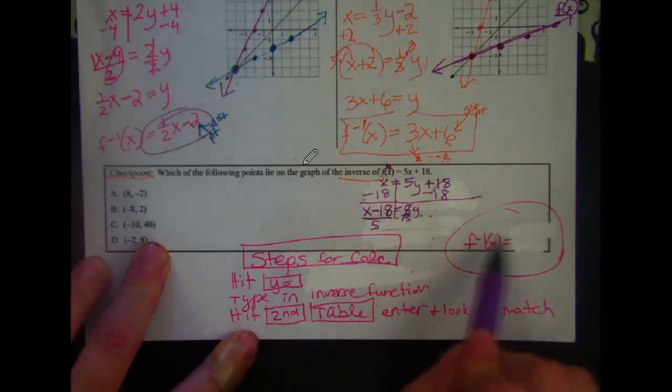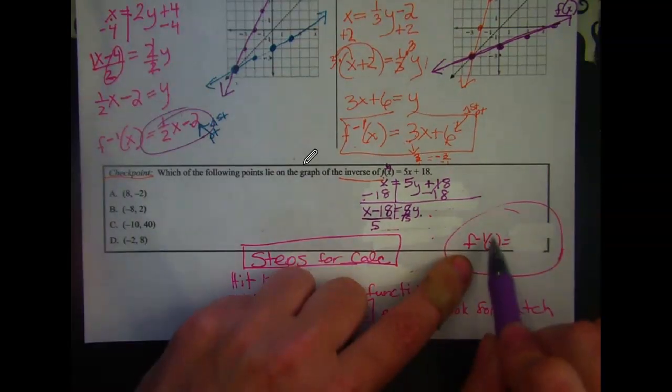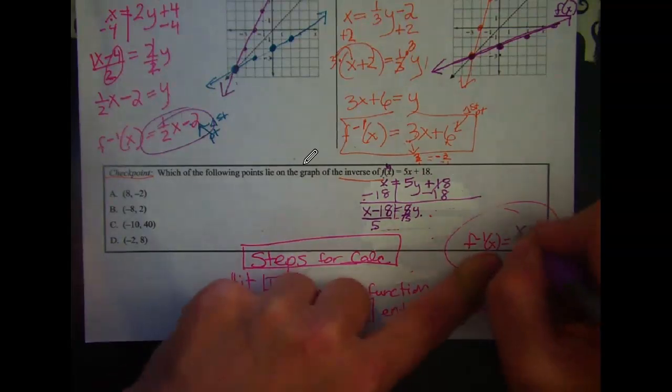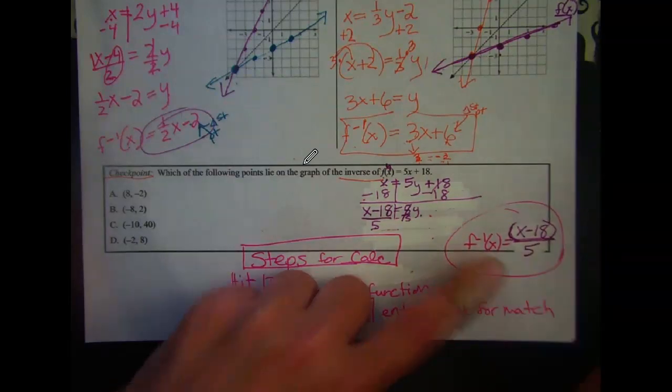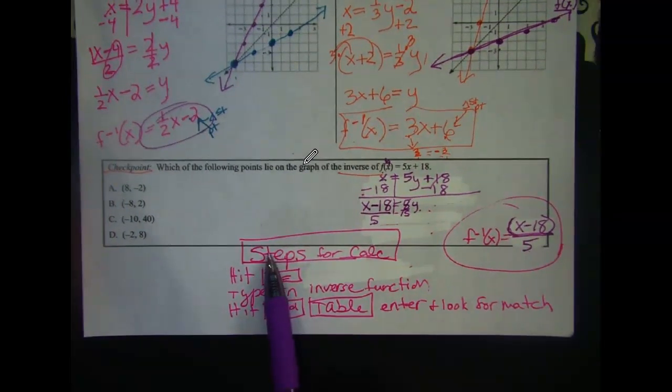So I'm going to write my function over here. My y becomes f to the negative first of x. So then I'm going to put x minus 18 in parentheses, all of that divided by 5. So that's my inverse function. We had to find that. Now we're going to use our graphing calculator. So if you want to pause and write down these steps, that'd be a great idea.